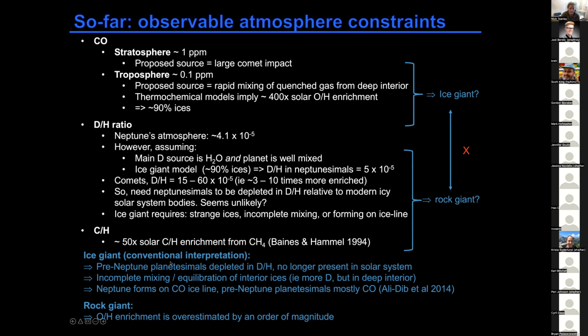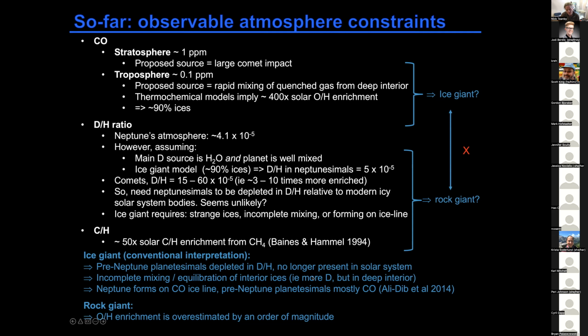So these are the kind of possibilities. We've either got an ice giant, but we need one of these three explanations to explain this discrepancy between the observations. So depleted planetesimals that are no longer present in the solar system. This always seems dubious to me. If you've got something that you're using as an explanation and there's no observable remnant of it, that seems slightly strange. But that would explain it. Maybe they all got used up during Neptune's formation, or we could have incomplete mixing, which could be possible.